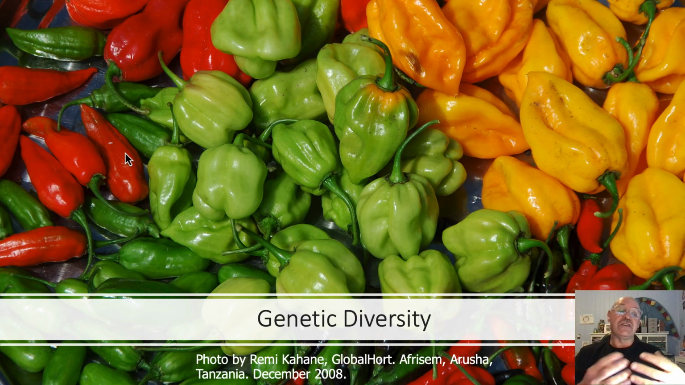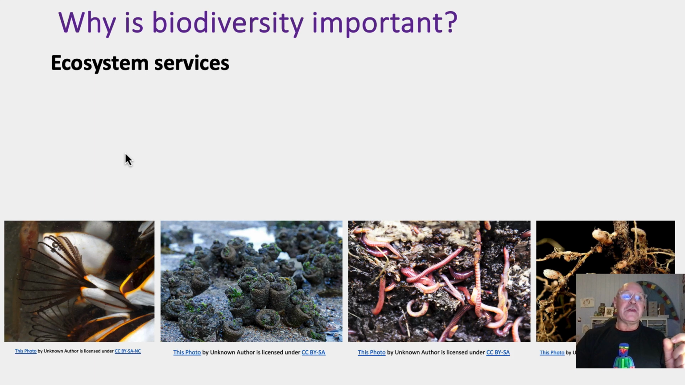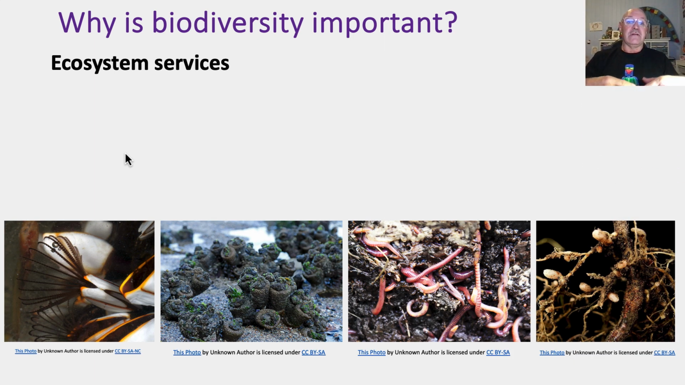And then we've got genetic diversity. So variation in the genetics and the DNA within a species that can present with different characteristics. And these different characteristics can be helpful at times. We'll talk about why biodiversity is important now. And it comes down to ecosystem services. Things that different species do contribute to the ecosystem and the health of the ecosystem.